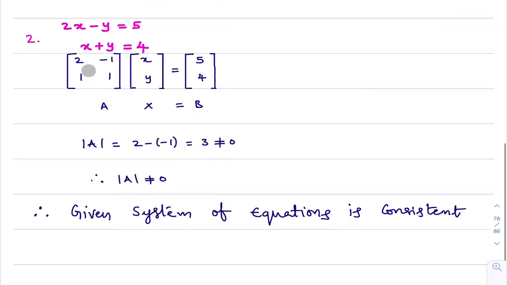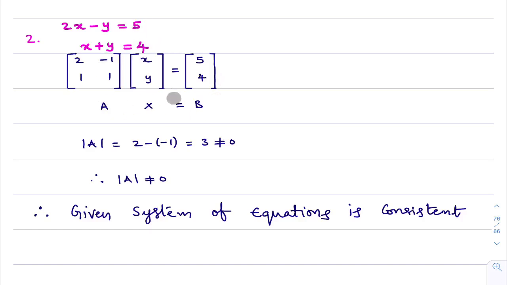For the second question also, the statement is the same. They are asking, examine the consistency of the given linear equations. First, I'll write this in matrix form. A means the coefficient matrix. Here x coefficient 2, y coefficient minus 1. You have to write these things very carefully. Here x coefficient 1, y coefficient 1. Unknown values x, y. What is the constant matrix? 5, 4. Ax equal to b.